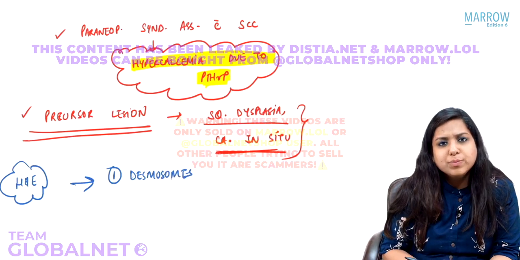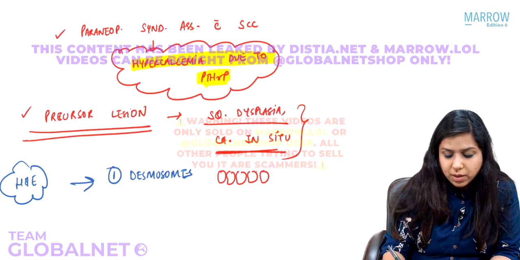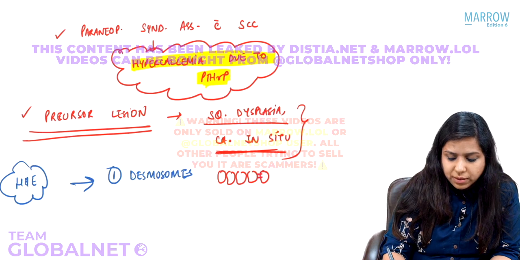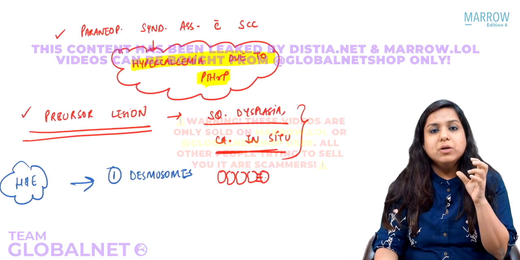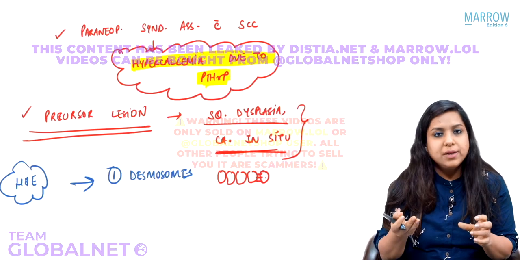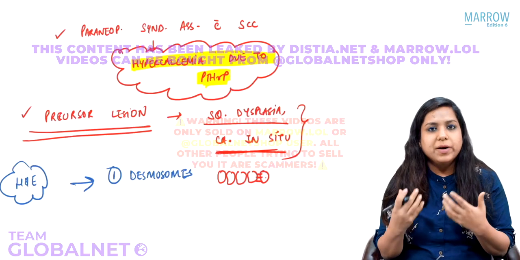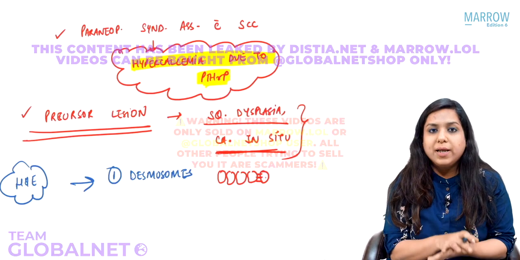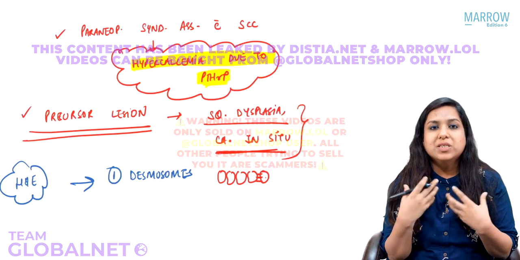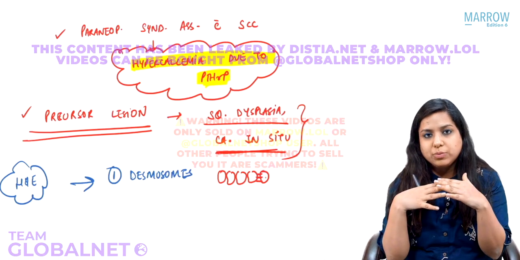What are desmosomes? If these are two squamous cells, desmosomes are basically intercellular connections, right? When you see the slide on high power, you start seeing these desmosomes. It's a very, very difficult finding to find. So at your level, you just need to know the name that in squamous cell carcinoma, we start seeing these tight junctions between squamous cells, which are called desmosomes.